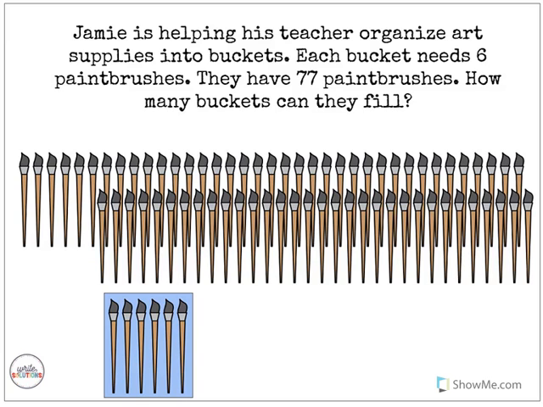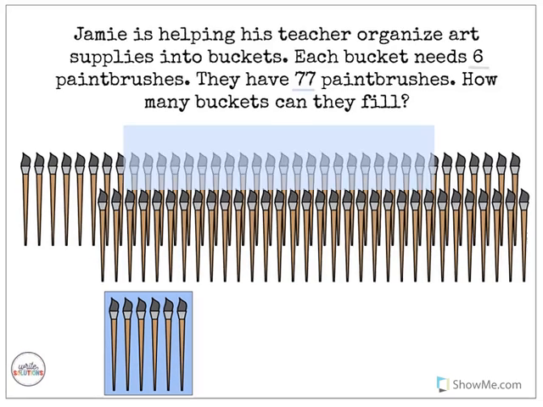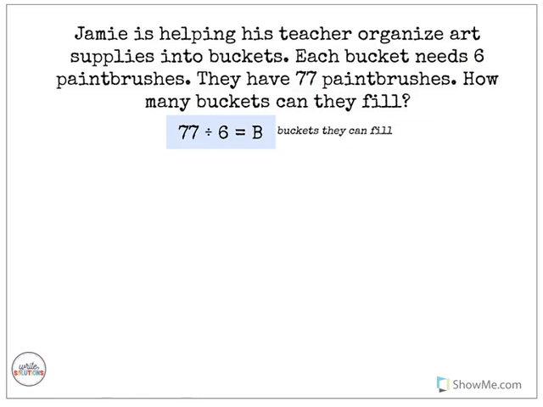So let's think about an equation to solve. We have 77 paintbrushes. We will be dividing them into groups of 6. And when we do that, we're going to be getting a number of something, right? When we get that number, what does it represent? Well, it tells us how many buckets we can fill. So 77 divided by 6 will equal B, when B is the number of buckets they can fill.